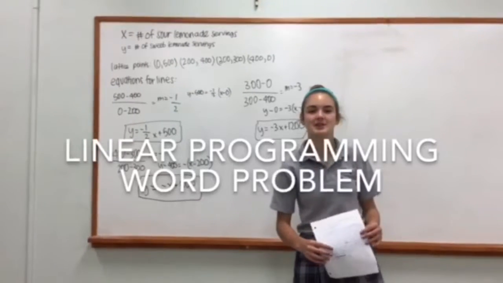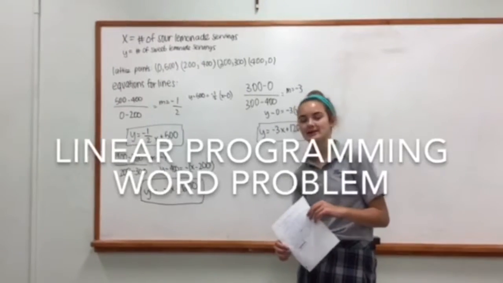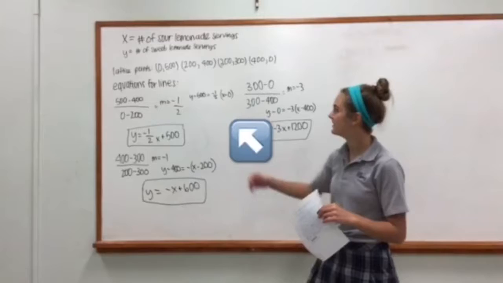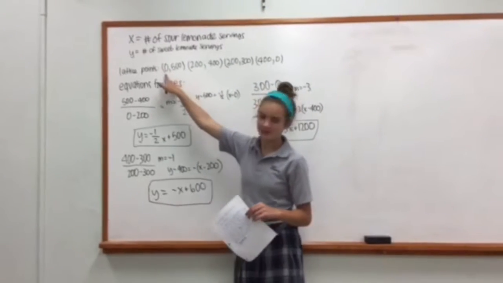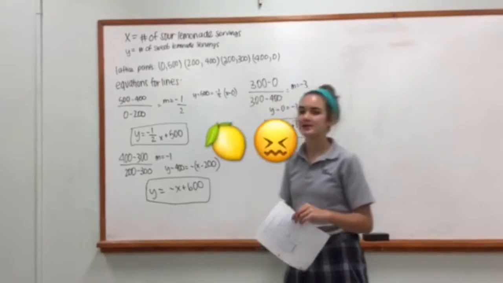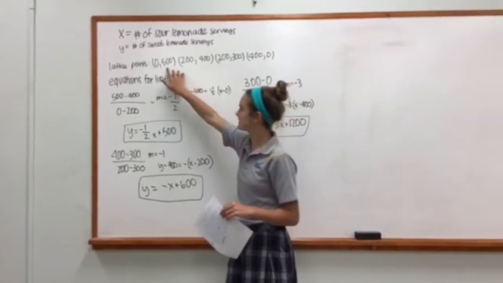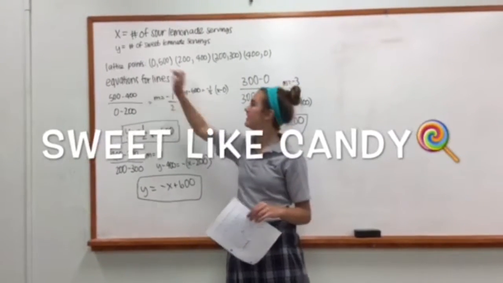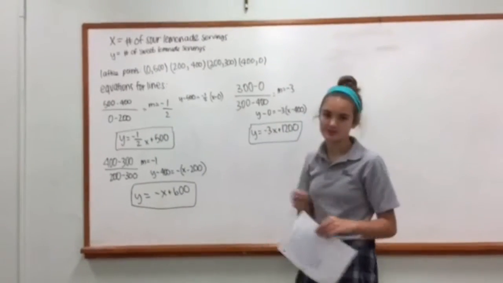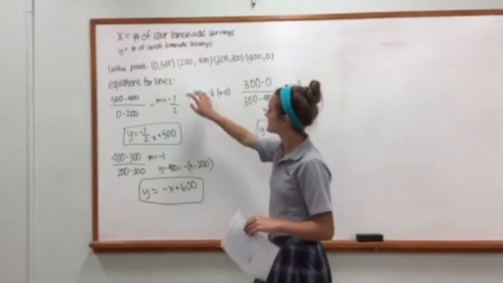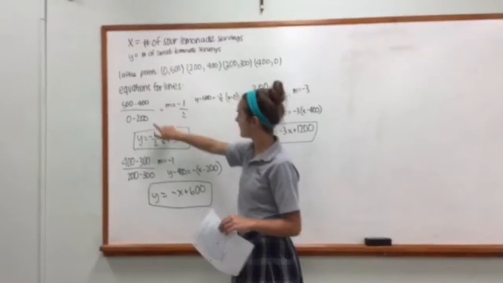So to start with our linear programming word problem, we had to pick 4 lattice points. So these are our lattice points. Each x is the number of sour lemonade servings and each y is the number of sweet lemonade servings. Basically we chose 4 lattice points, all with decreasing slopes. By consecutive points, we made lines.